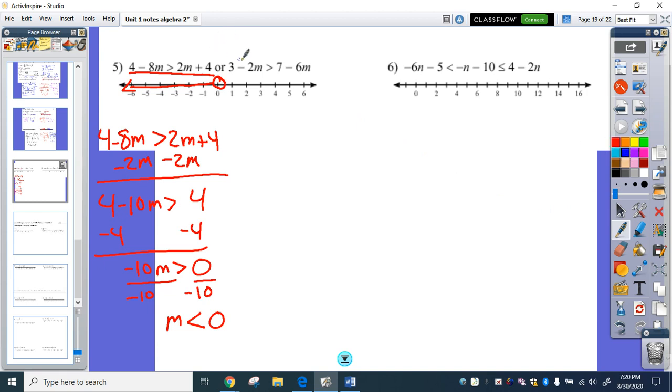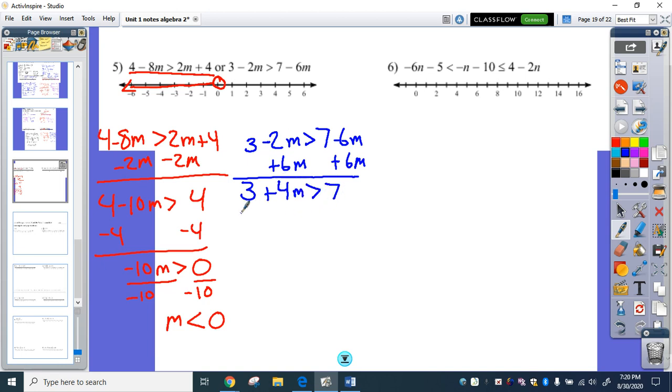If we do the other side of this, we get 3 minus 2m is greater than 7 minus 6m. So again, I'm used to seeing my variable on the left, so I'm going to add the 6m to both sides. So I'll be left with 3 plus 4m is greater than 7. Subtract the 3 on both sides. So we get 4m is greater than 4. Divide both sides by 4, and we get m is greater than 1.